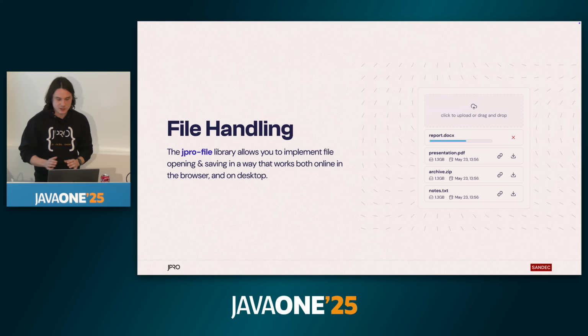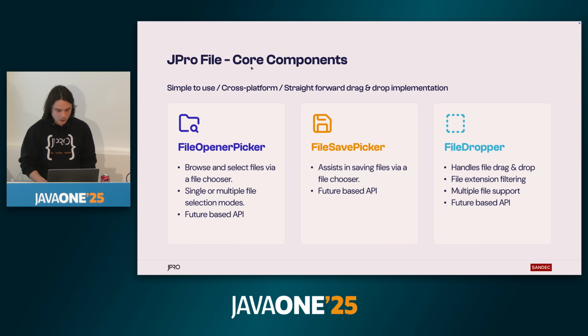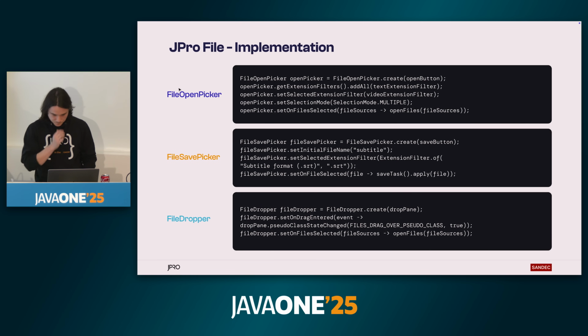File handling. The JPro file library allows you to implement file opening, file saving, and file dropper. All of these APIs are cross-platform and they are future-based, so the UI of the user is never blocked. And the code is very simple. Usually you have like 5 lines.